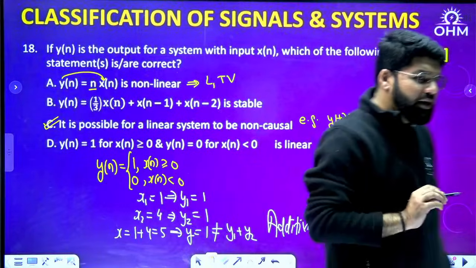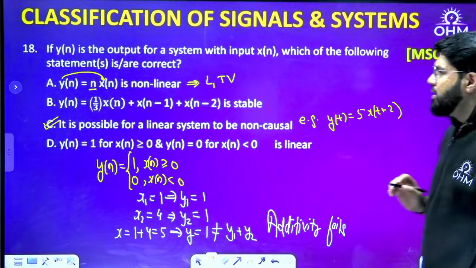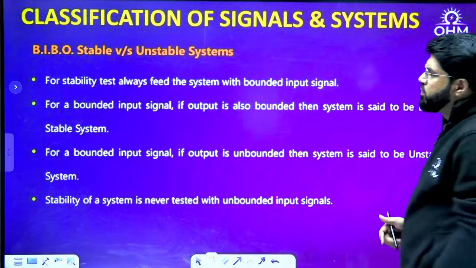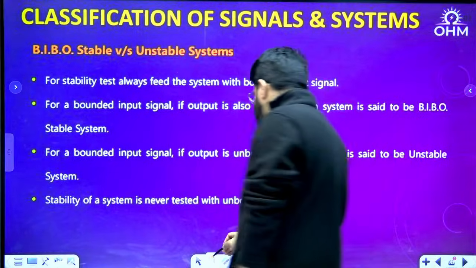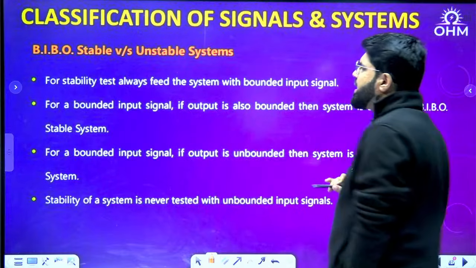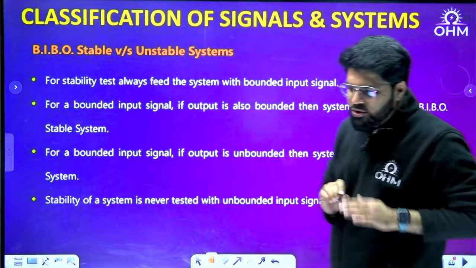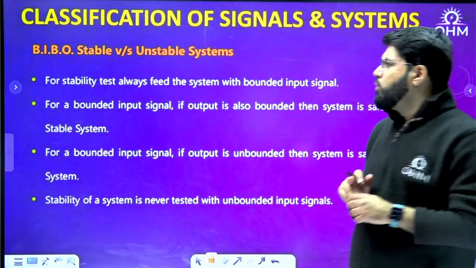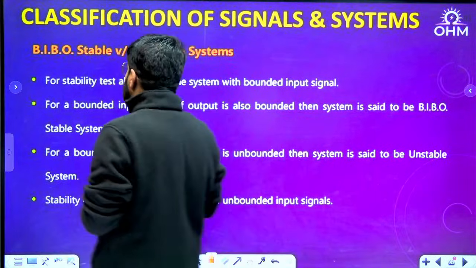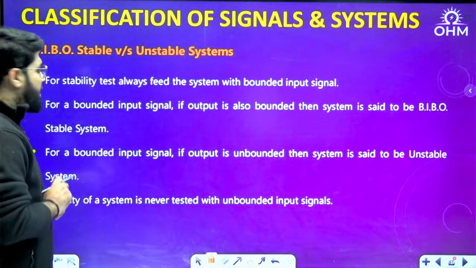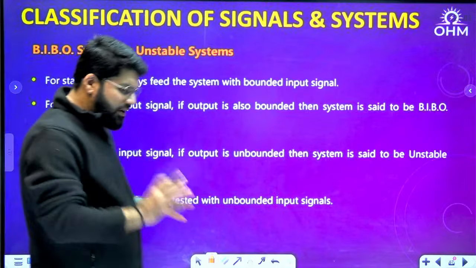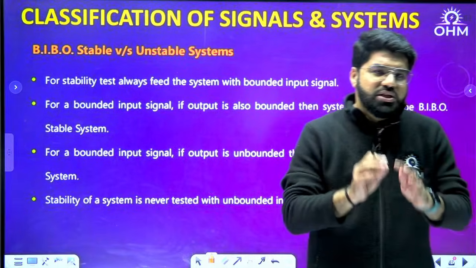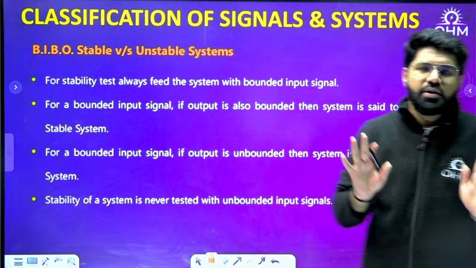Coming to the B answer, what is only left is B. Have a look into this one: BIBO stable versus unstable system. The stability is always decided as BIBO stability. Bounded input should produce bounded output. Whenever a bounded, meaning finite, input is applied and the system in return produces a finite output, then it is stable.